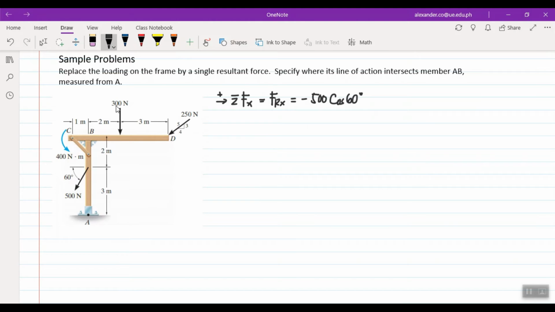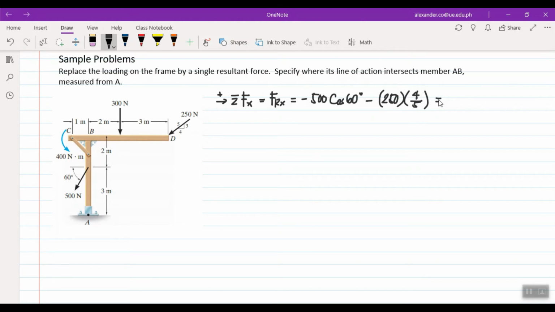So this one, di natin kasama to. Obviously, it's going down. And this one, di rin kasama to, kasi 400, this is a couple moment. Ito, given 400 Newton meter. So, natitira is this. Negative din kasi going to the left. So, negative. The value is 250, or the magnitude is 250 multiplied with the slope of 4 over 5.